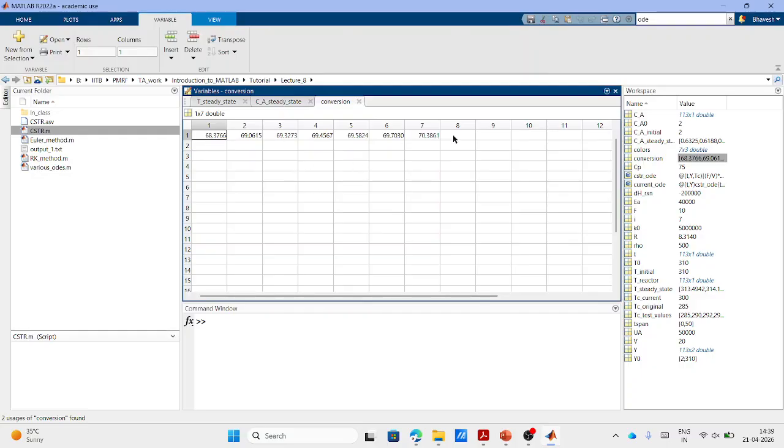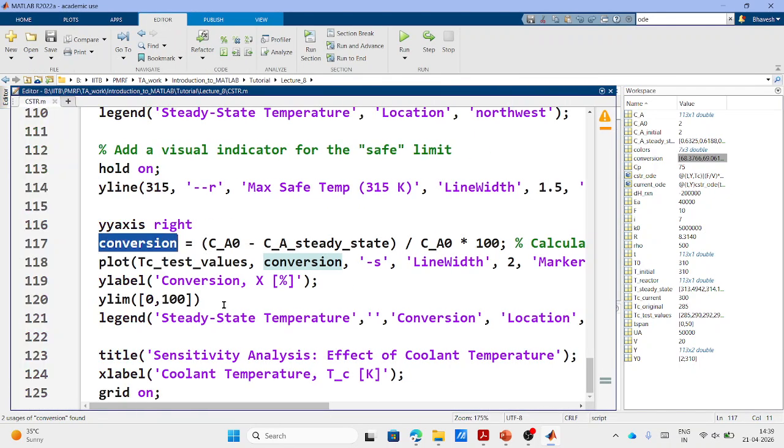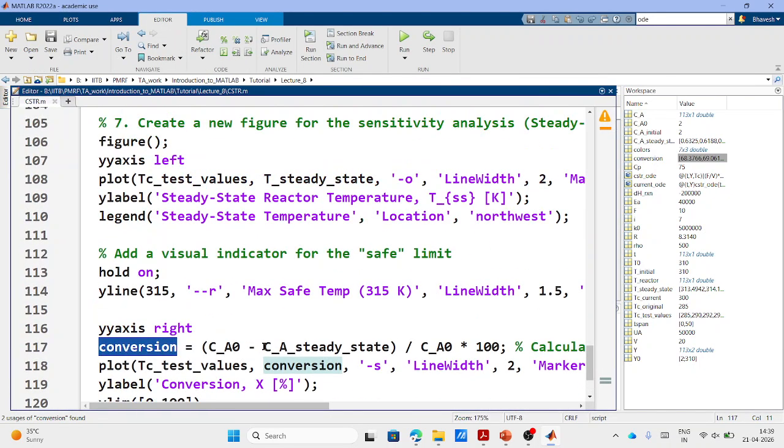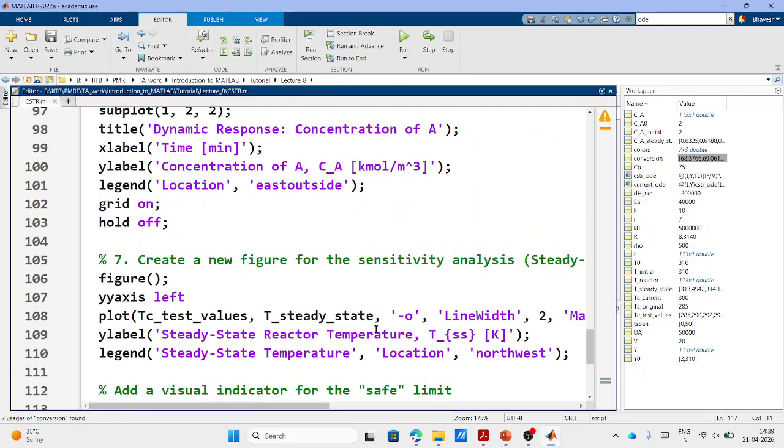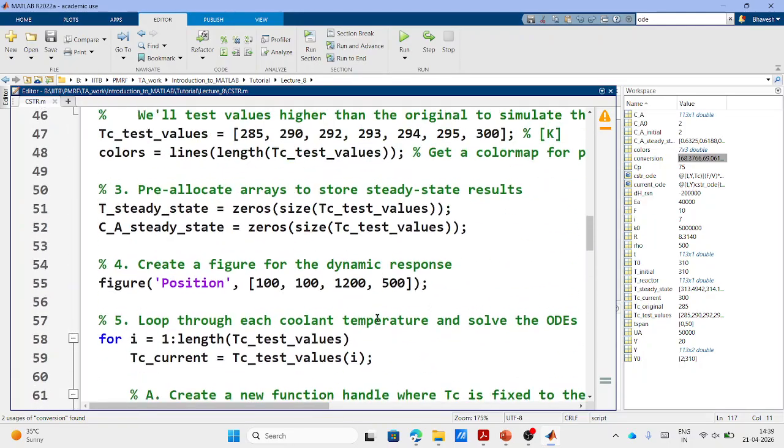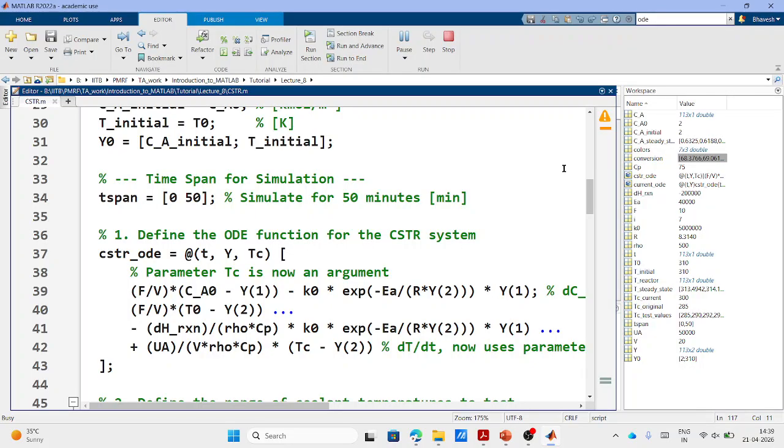60 to 70, so it has barely changed. It's increasing because the reaction is faster and it's helping. But you know, for an exothermic reaction, the initial increase will help in the reaction, but afterwards you will find a decrease because of the exothermicity of the reaction, right? So if I run it, I get the plot in this manner.